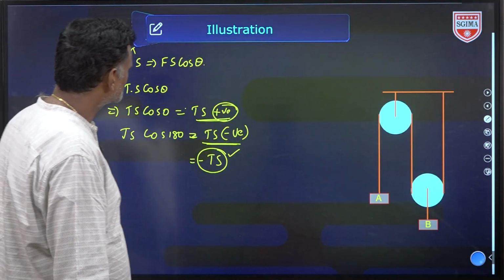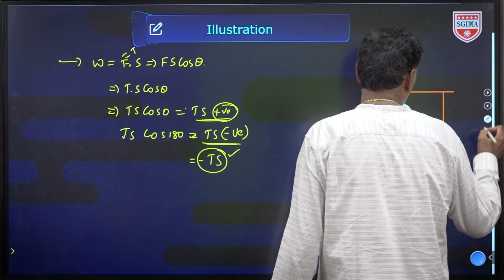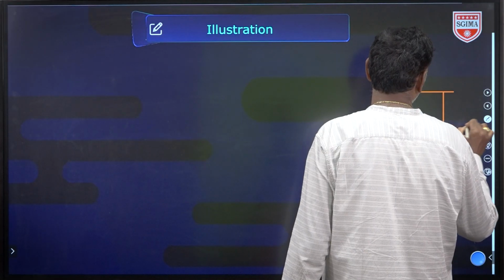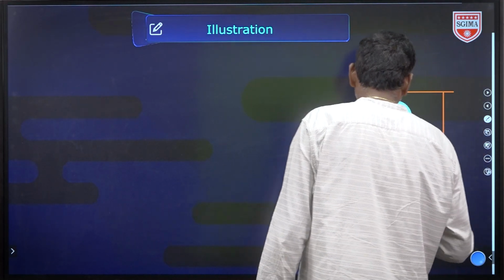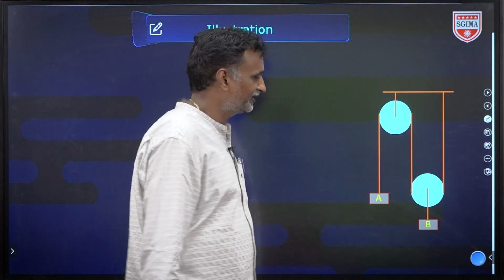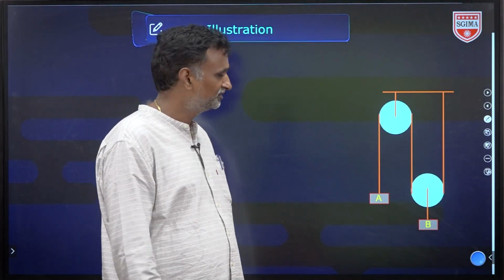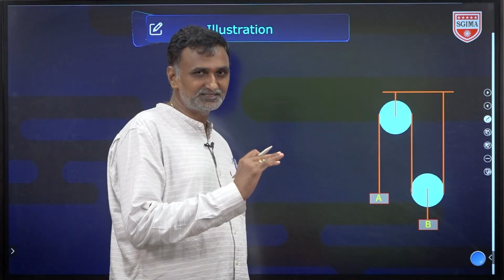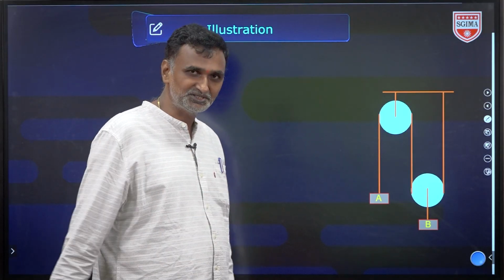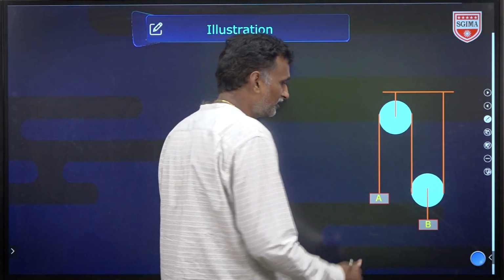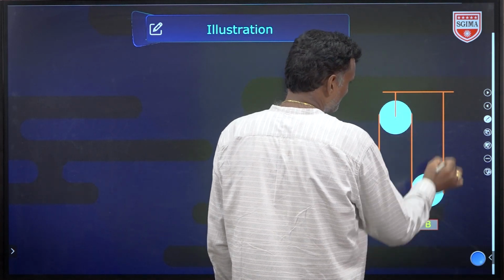So, we can just follow the work-tension method. How to solve? Let us start here. First of all, we need to identify the tensions in the string. If it is one string, then the tension must be T only, there is no change. If the string has different parts, then the tension will change. Let us start here: a long string, this is a connected long string.